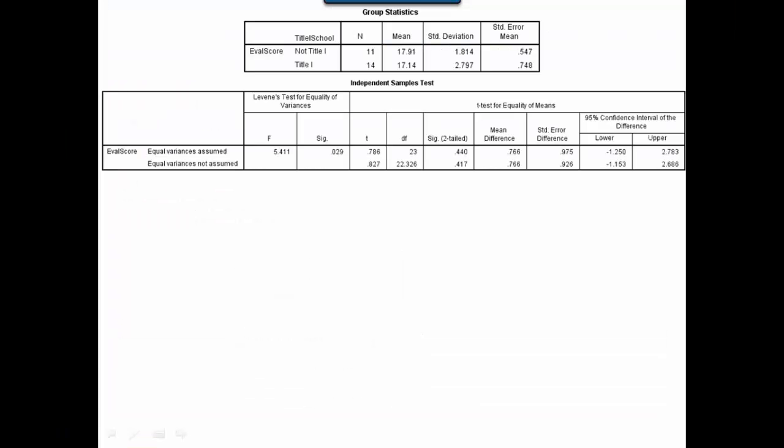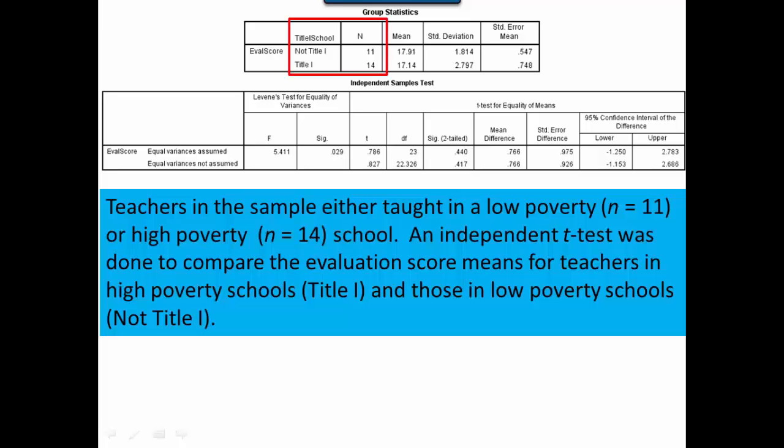Let's start with question 3, which is about Title I. Remember the pattern I'm going to use. I'm going to describe the test I use and the rationale for it. I'm going to report the results, and I'm going to interpret. So I start out. Teachers in the sample either taught in a low poverty, n equals 11, or high poverty, n equals 14 school. An independent, because it's either, t-test was done to compare the evaluation score means for teachers in high poverty schools, Title I, and those in low poverty schools, not Title I.